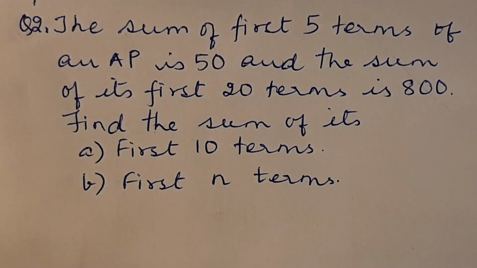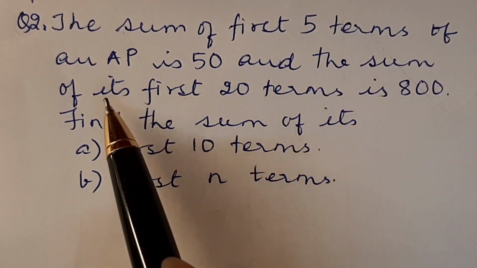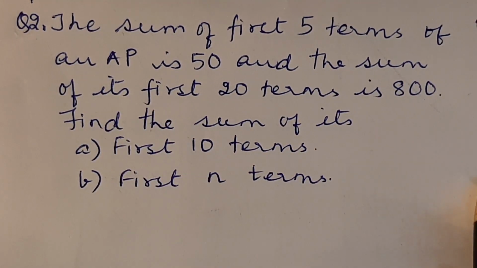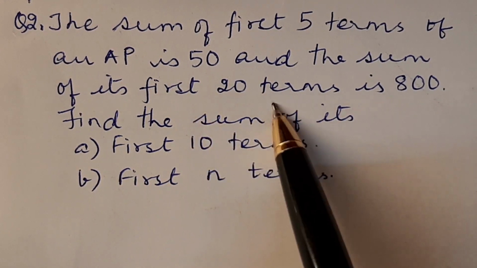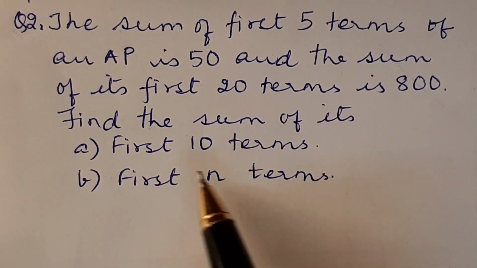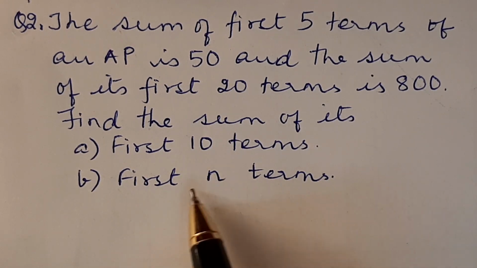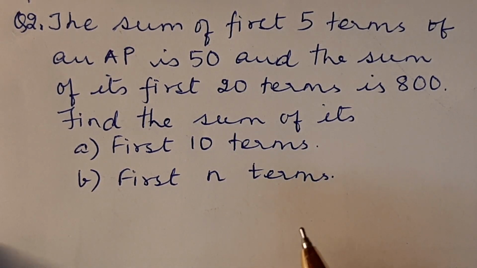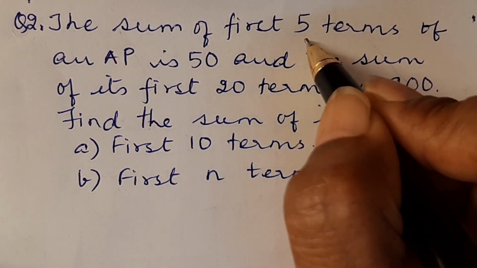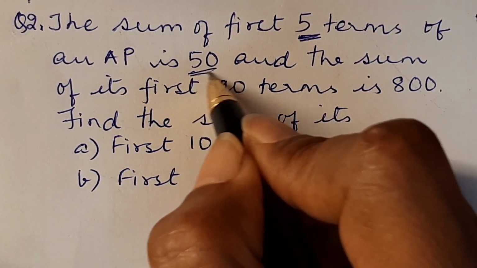Let us look at question 2. The sum of first 5 terms of an AP is 50. And the sum of its 20 terms is 800. Find the sum of its first 10 terms, that's part A, and part B, find the sum of its first n terms. Now what we know is there are 5 terms and the sum is 50.